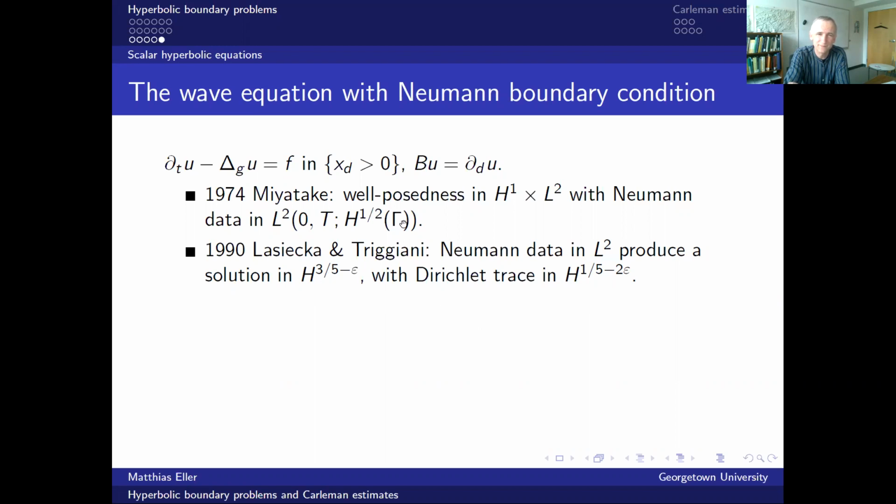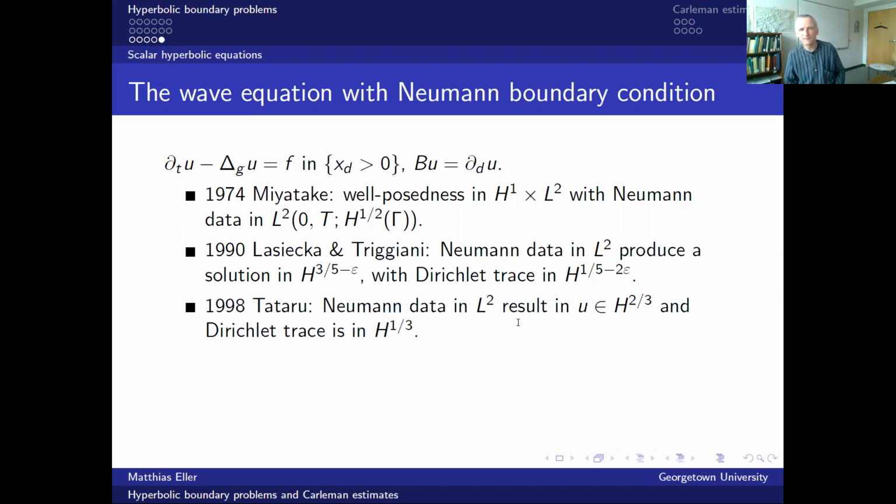So that's a little bit more regular; the analog would be 1/2. And then the final result, which is probably the best possible, is Tataru's result from '98. L2 Neumann data produced a solution in H2/3. So it's just a loss of regularity of 1/3, and the Dirichlet trace in 1/3. So that is somehow a little better.